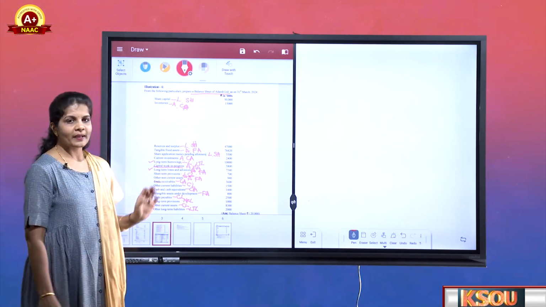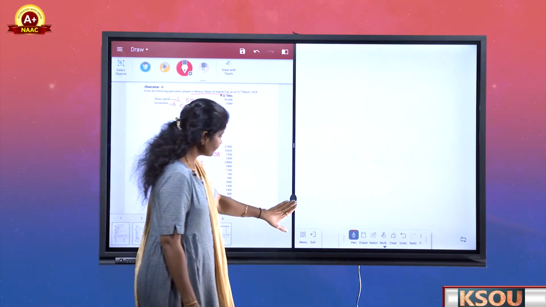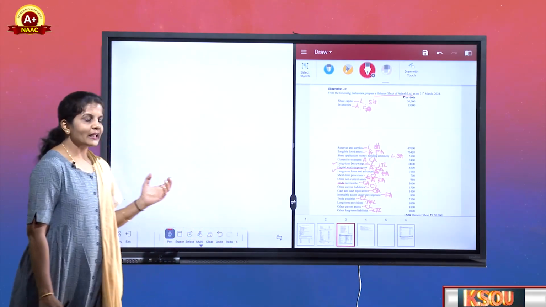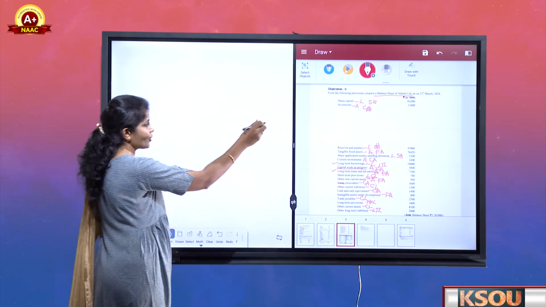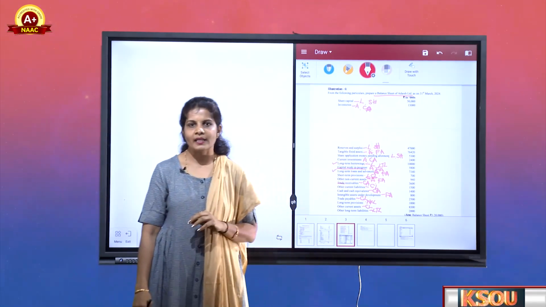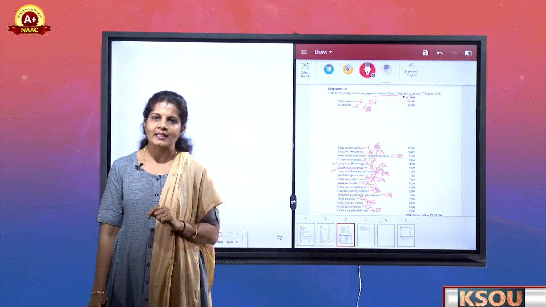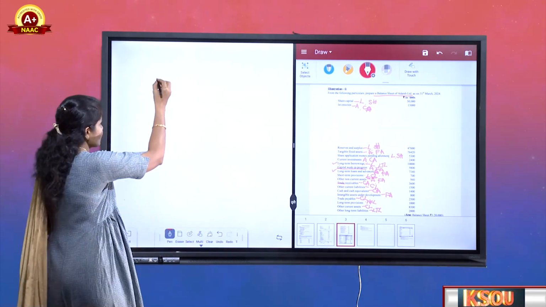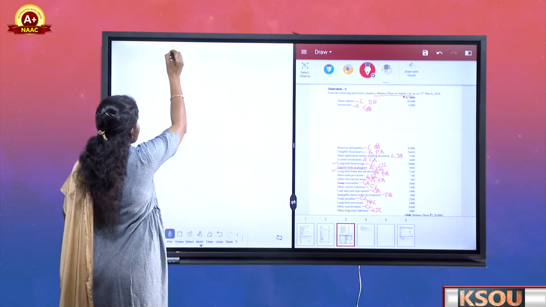Okay, let us prepare the balance sheet. We'll give a heading ASST Limited. We need to prepare a balance sheet of which company? The balance sheet should be prepared for ASST Limited. Let us prepare a balance sheet of ASST Limited as on 31st March 2024. ASST Limited.